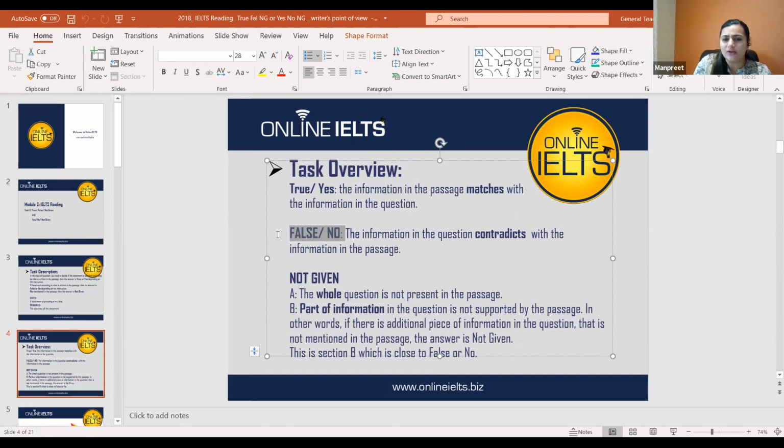False, or no, means that the information in the question contradicts, or in other words, is opposite to what they're saying in the passage. For example, they're saying something positive in the passage, but negative in the question. So positive, negative, opposites, or contradictory statements. In this case, the answer would be yes or no.